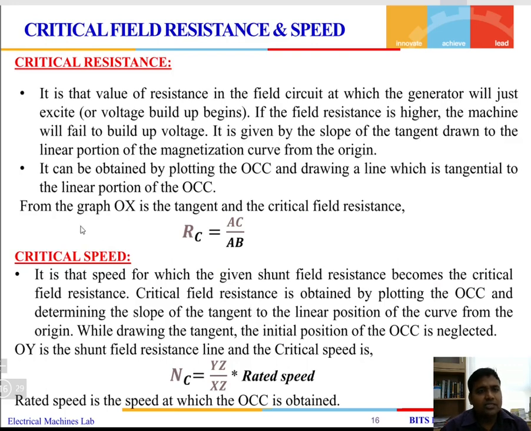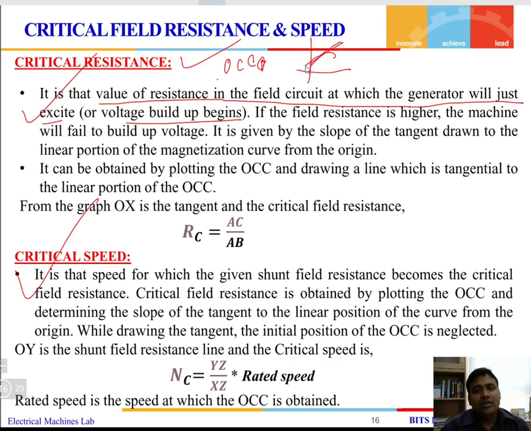Here all these definitions are given: what is critical resistance and what is critical speed. Critical resistance is the value of the resistance in the field circuit at which the generator will just excite, or voltage will build up. This is the minimum resistance necessary to build up the voltage. You can obtain it from the OCC curve by drawing the tangent to the linear part of the curve. Critical speed is that speed at which the voltage will build up at the critical resistance.